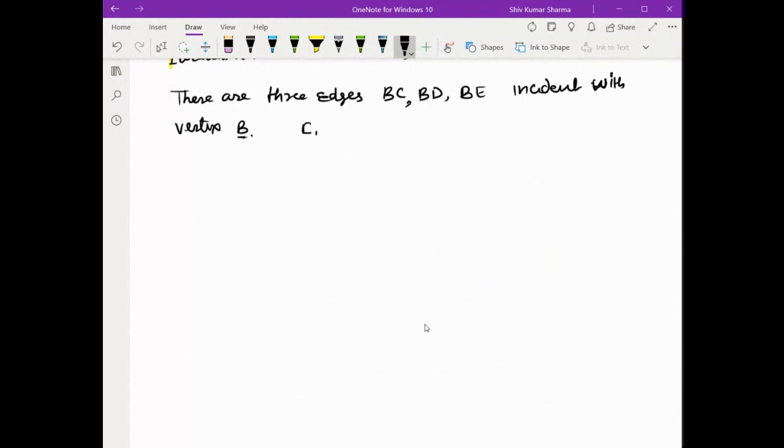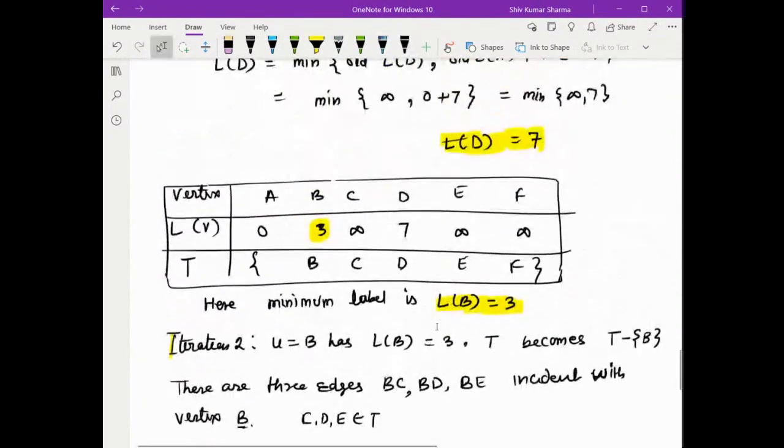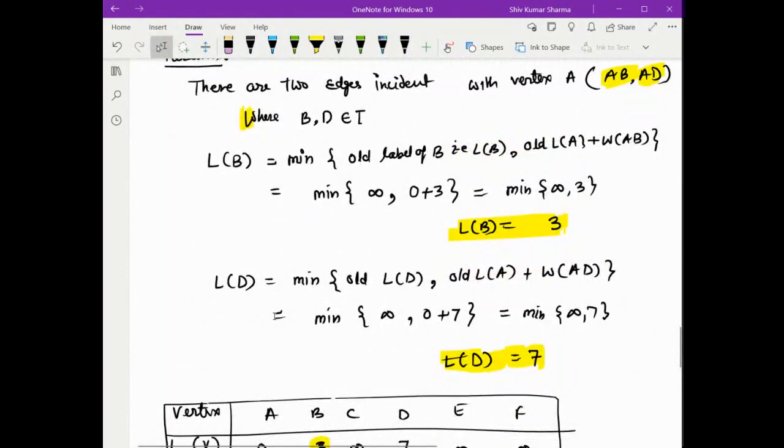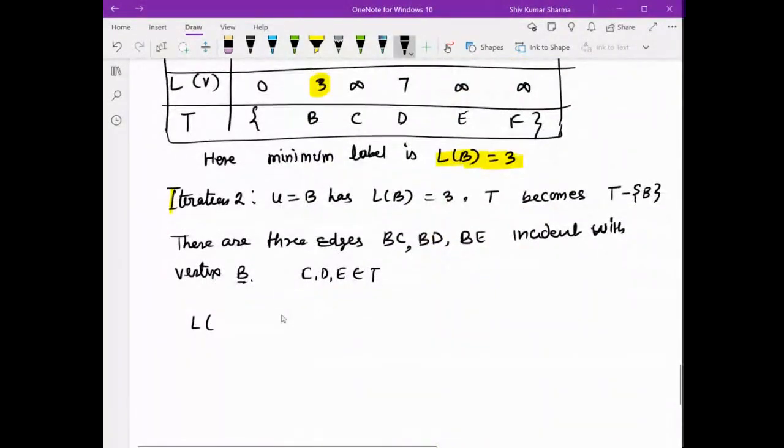Or we see that C, D and E all belong to the T. That means we construct the table. Now we check the minimum level of vertex D again. That means, once we have checked here, now we also check the minimum level of vertex D, vertex C and vertex E, for all three.